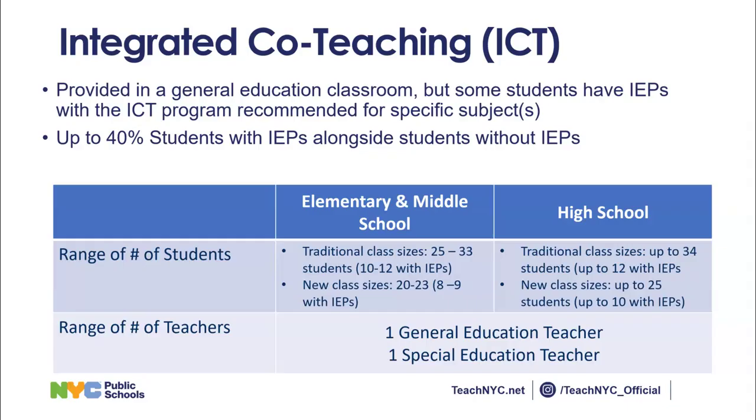Same with the high school, it's a little bit different, up to 34 students and up to 12 with IEPs. And then once again, with the new class law, it's up to 25 students with 10 students having IEPs. And as you can see, the range of number of teachers, one general education and one special education teacher.